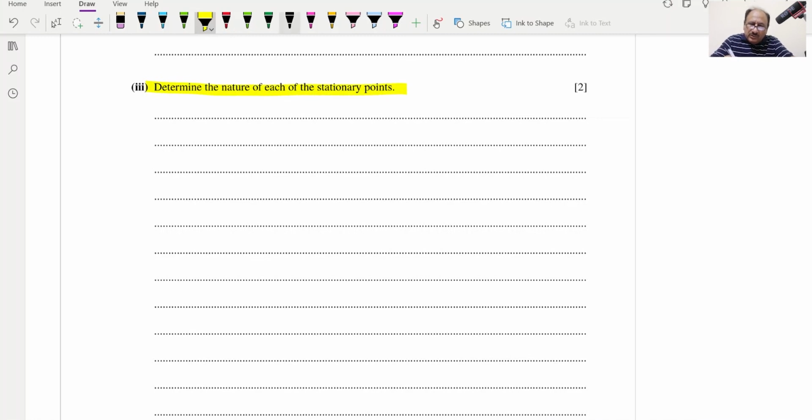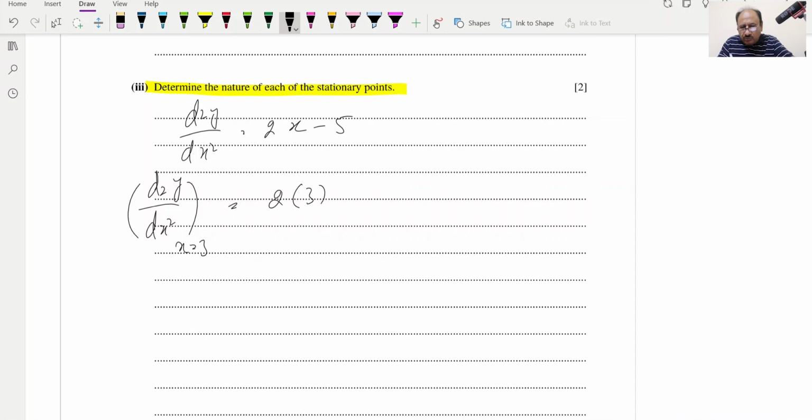Then for the third part, they're saying determine the nature of each of the stationary points. Now the second order derivative, we know, d2y over dx squared is 2x minus 5. To find the nature of the points, we will find d2y over dx squared at x equal to 3, and this will be 2 into 3 minus 5, which is equal to 6 minus 5, which is 1, which is greater than 0. So this point will be a minimum, because this is a positive value.